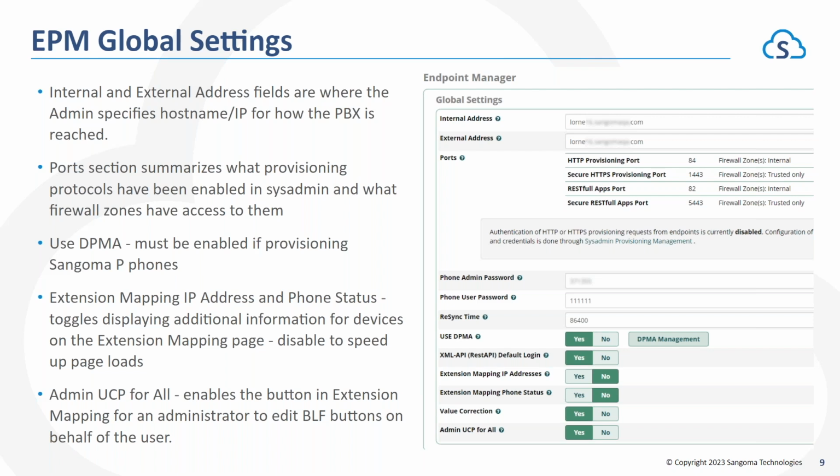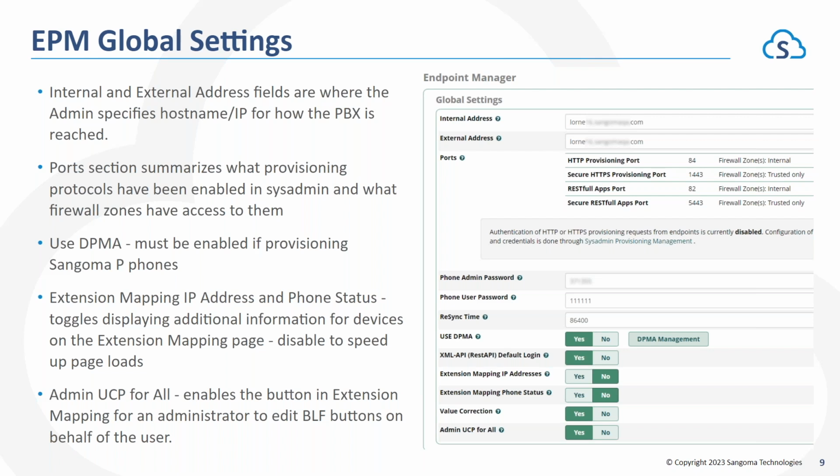Immediately below the ports, there's also a note here indicating whether HTTP or HTTPS provisioning authentication is enabled or disabled. And if it's enabled, it will show you what the username and password are. So you would use those strings in conjunction with the protocol and the port for generating the provisioning URL in cases where you are configuring phones via Apache.